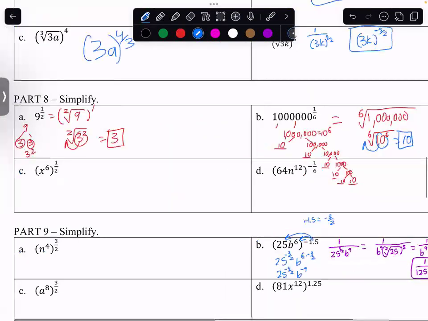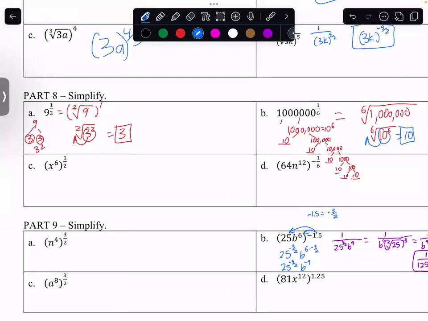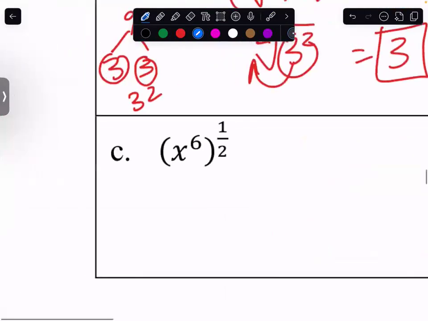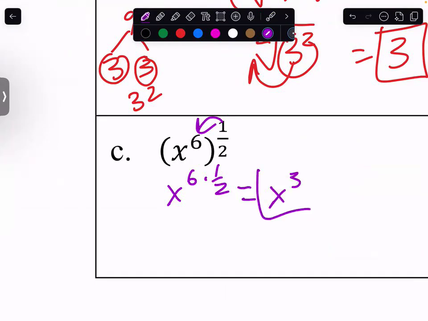The fractional exponents are the same thing as the radicals, kind of. Exactly, yeah. For letter C, here I would recommend distributing the fractional exponent by multiplying it by the current exponent. So 6 times 1/2 is 3.